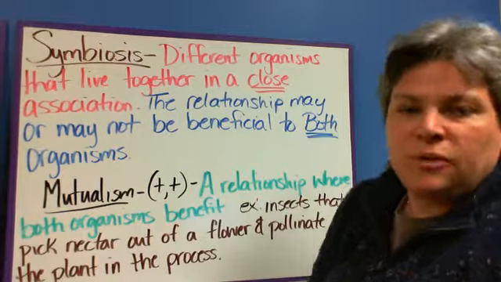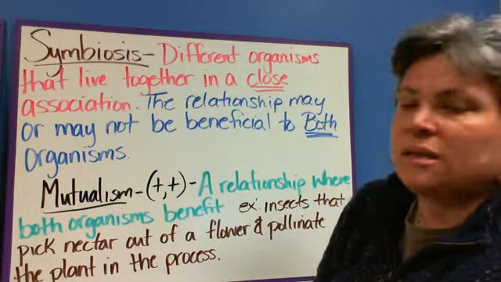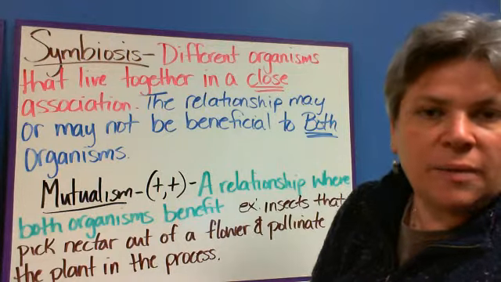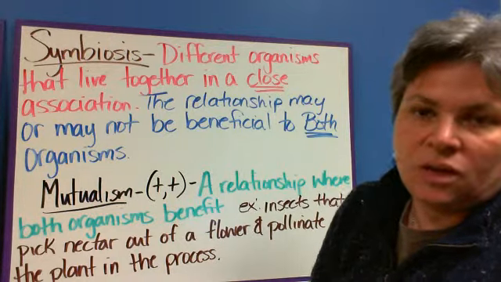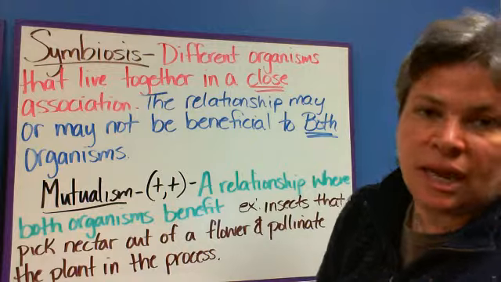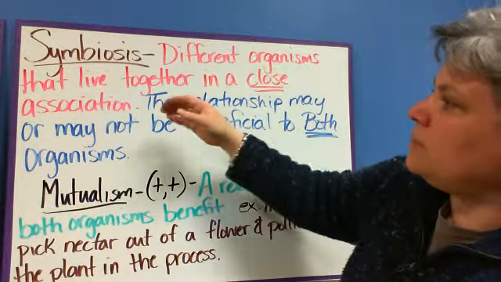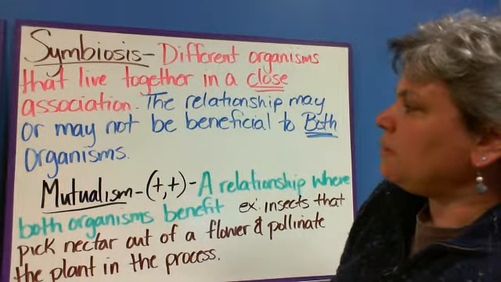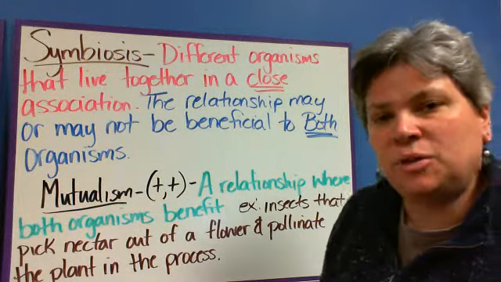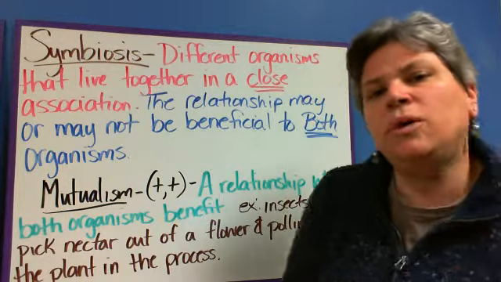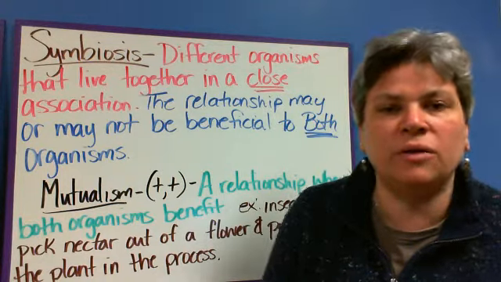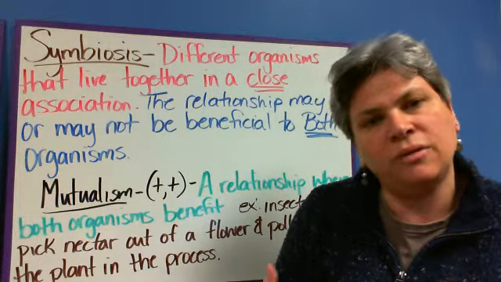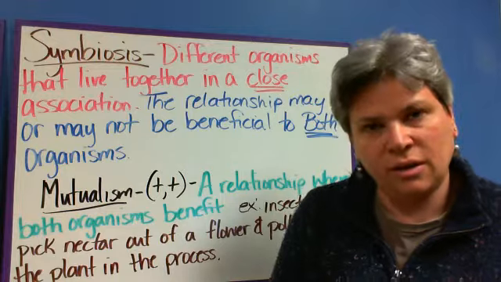And the final type of relationship that we're going to talk about today is called symbiosis. That prefix sym means together, and remember bio means life or living. So with symbiosis, it's a living together. Different organisms that live together in a close association. The relationship may or may not be beneficial to both organisms. At this point, we're not concerned about how the organisms are affected by the relationship. All we're saying is that they live close enough together that they could affect each other.